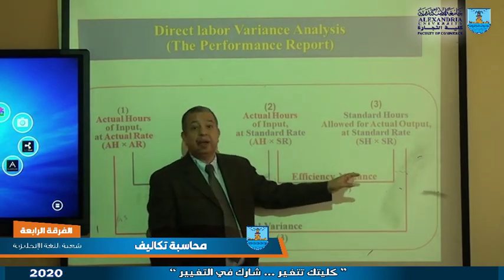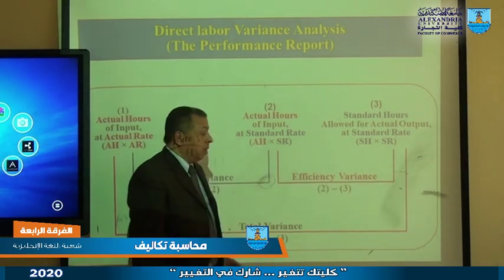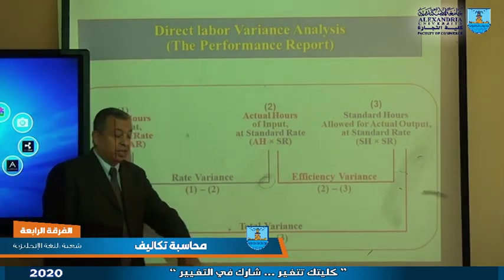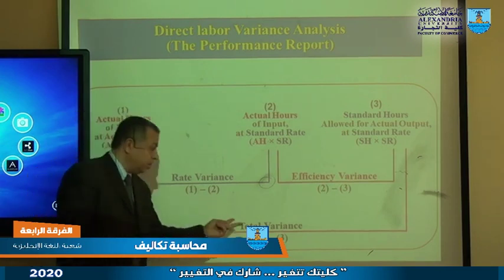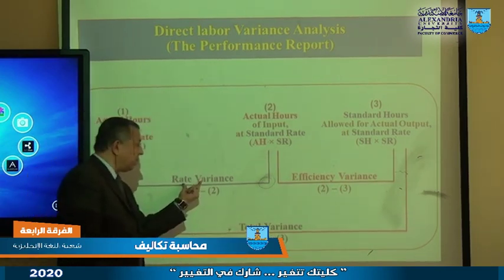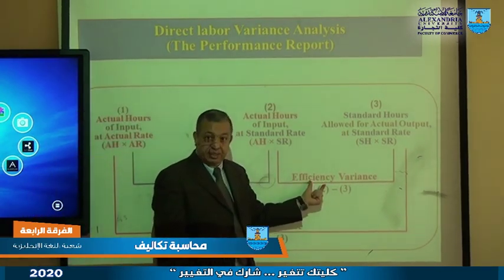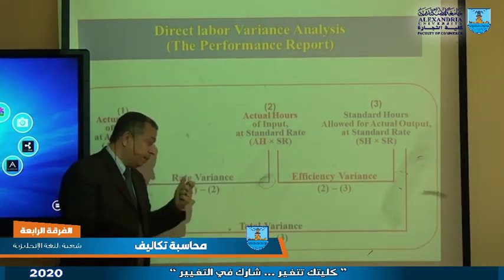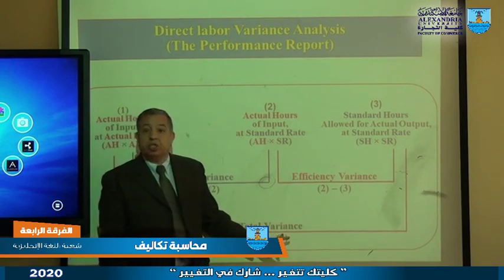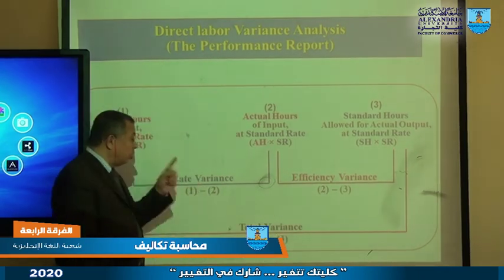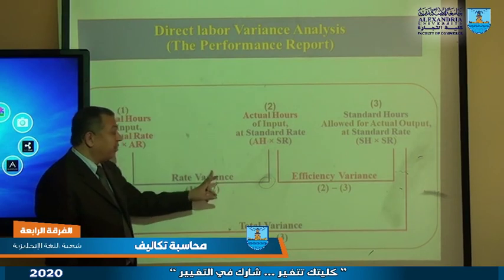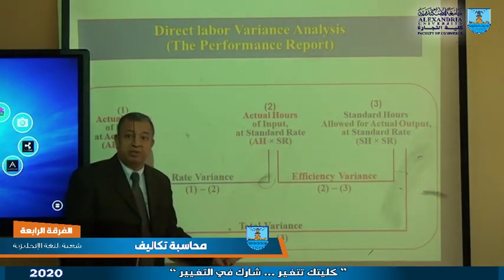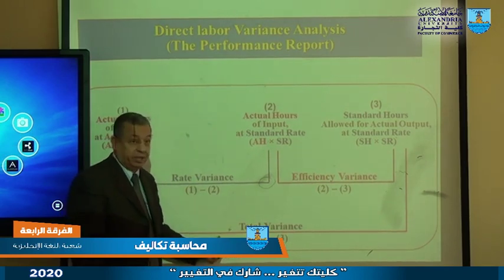Again, efficiency variance. Don't forget, I have total variance, and the reasons are two. One of them is rate, and the second is efficiency. So you have to check your answer. I mean, I explain why I have this total variance. So the total of rate variance plus efficiency variance must equal total variance.